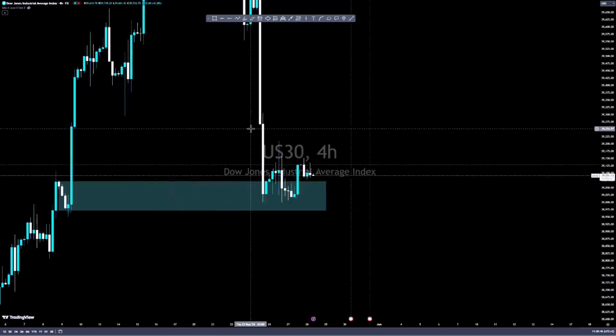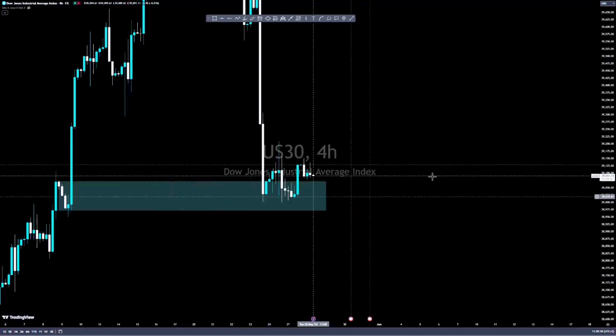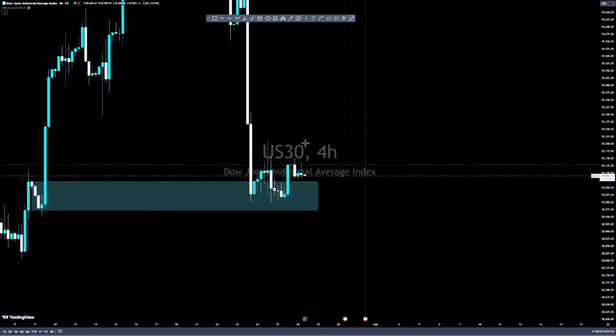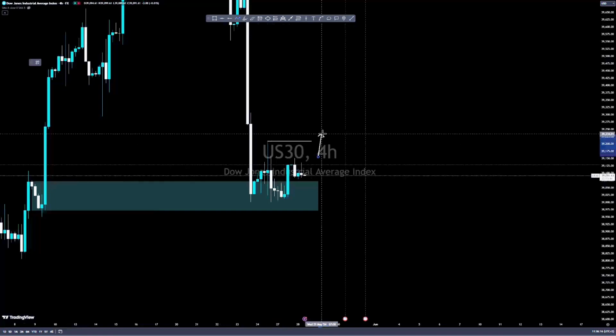For me to say that price is going to buy this zone, I'll wait for price to break this zone here, this minor high. So I'll wait for price to break this minor high. Understand? Then, breaking this high, I will want price to come back.